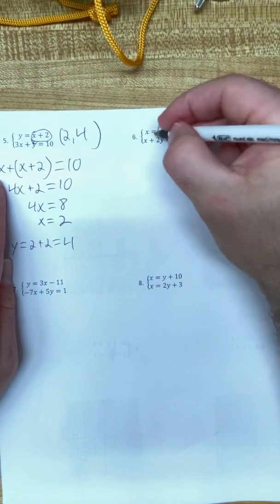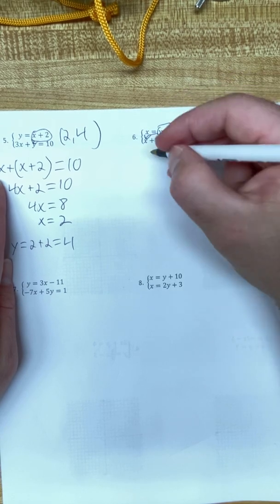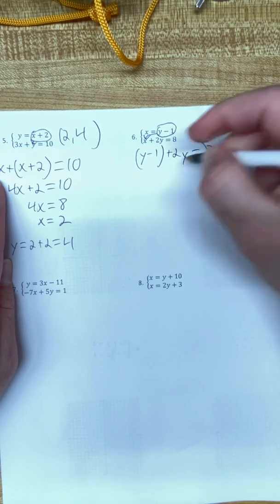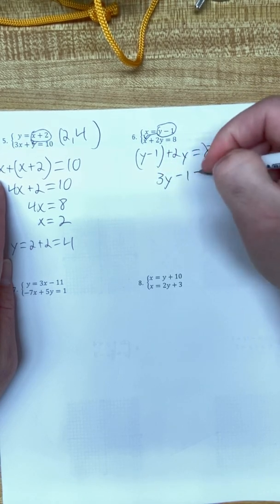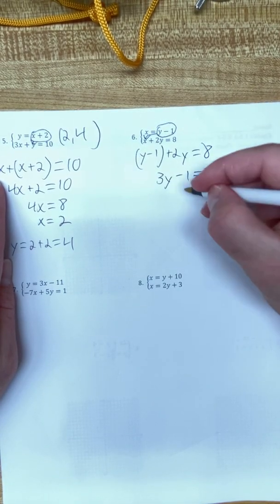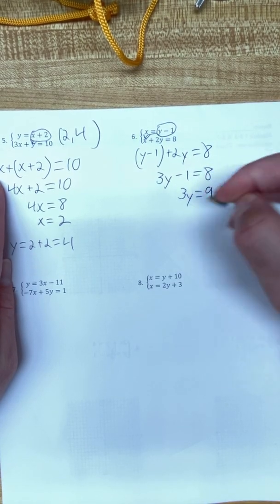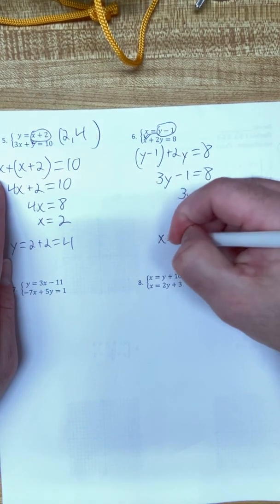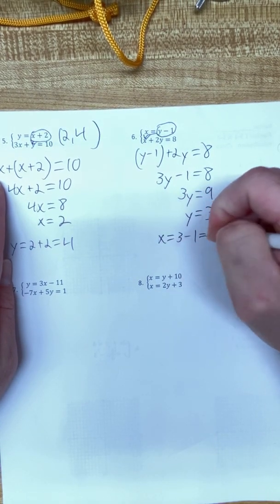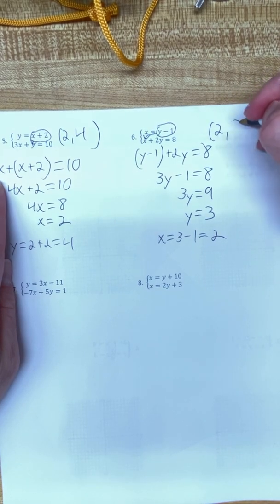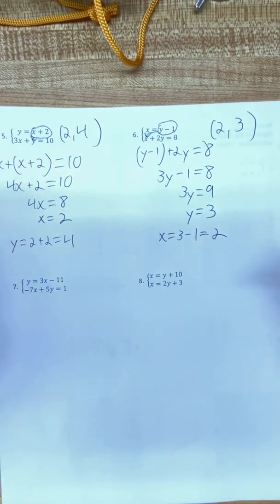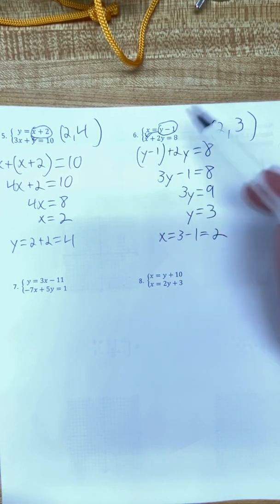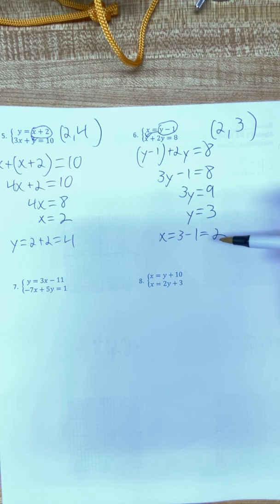Going on to number 6 then. Going to replace x with y minus 1 plus 2y equals 8. So 3y minus 1. There's nothing to distribute here, by the way, is equal to 8. Add 1 to both sides, so 3y equals 9. So that means y equals 3. Let's go back and get x. X equals y minus 1, so 3 minus 1 is 2. Final answer, 2 comma 3. Make sure your answer is always x comma y. Again, you get 2 plus 6 here, so you get 8, so we're good to go.